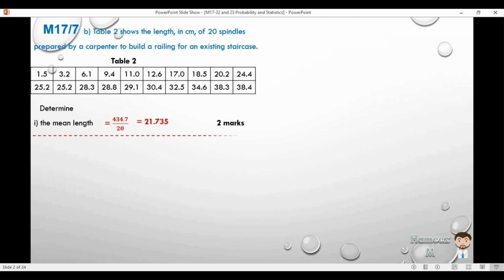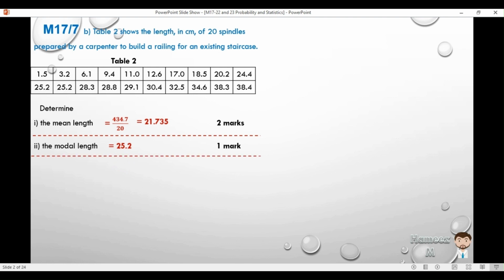Let's go on to part 2, where we have to determine the modal length. So if we look at the values, each of the values appeared one time except for 25.2. That appeared twice. So 25.2 was the most frequent length out of the 20 spindles. As such, 25.2 centimeters is the modal length.